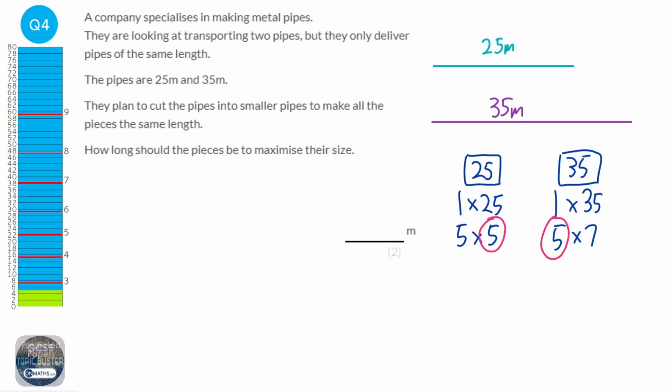So what we can do is we can cut all of these pipes into 5 meter pipes. So 1, 2, 3, 4, to scale, and then 7 of these, so there's 7 in total. So each of these are 5 meter long, and there's no wastage, and that's the longest we can make the pipes for there to be no wastage at all. So my answer is 5 meters.